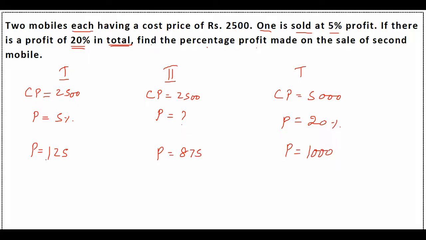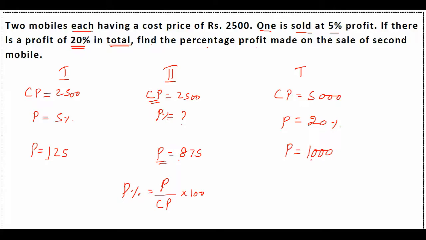Okay, so first mobile plus second mobile is equal to total profit. So clear? So here it is profit, here it is cost price. We have to find the profit percentage. The formula for profit percentage will be P divided by CP into 100. That is profit divided by cost price into 100. Always keep in mind that profit or loss is always calculated on cost price. Discount is always calculated on marked price.